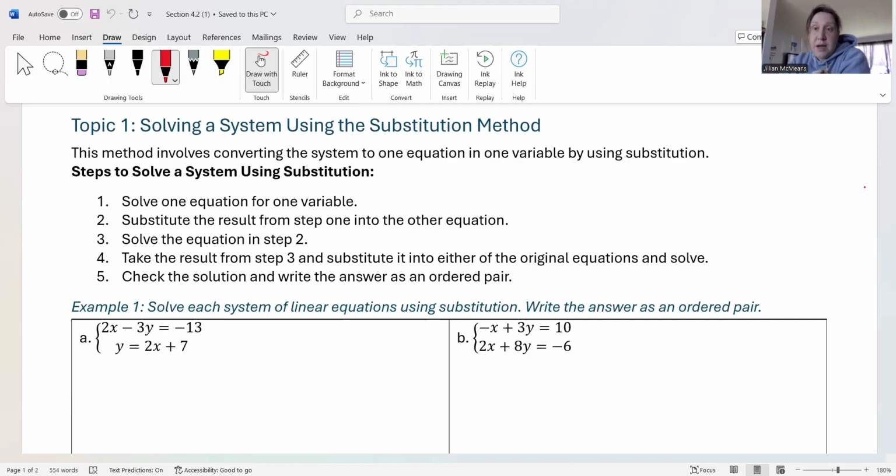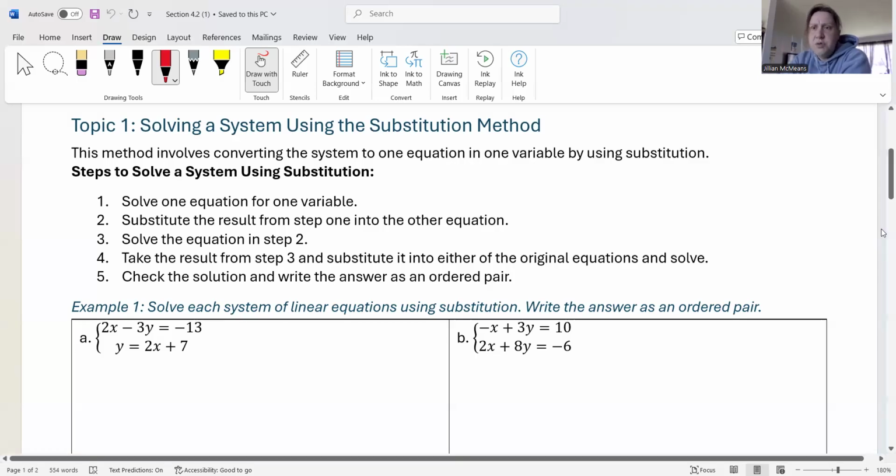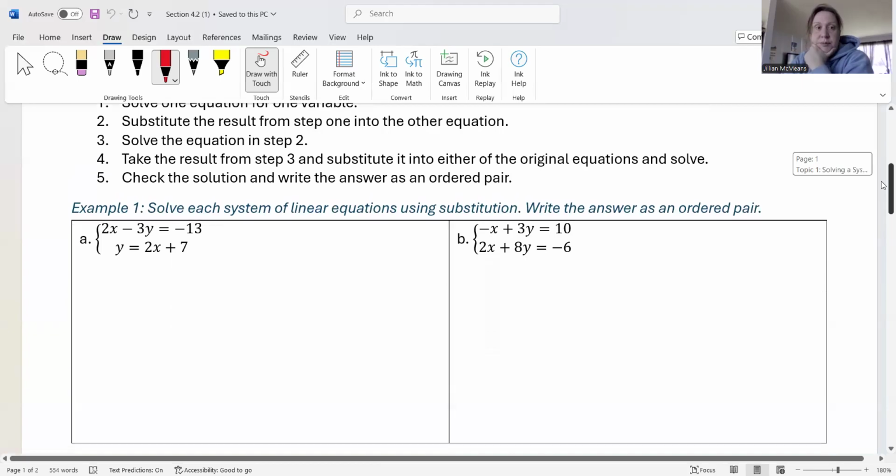Once you do that, take the result for that variable and plug it into the other equation. That's what creates that single equation in a single variable. And then you solve that. That'll give you the value for one of the two variables. Then you just back substitute it into one of the original equations and you get the second variable. You can check your work and you write your answer as an ordered pair. So let's do this with an example so you can see what those steps are doing.